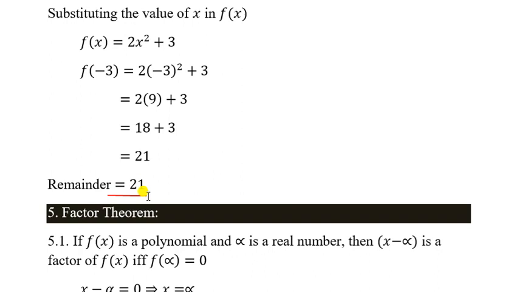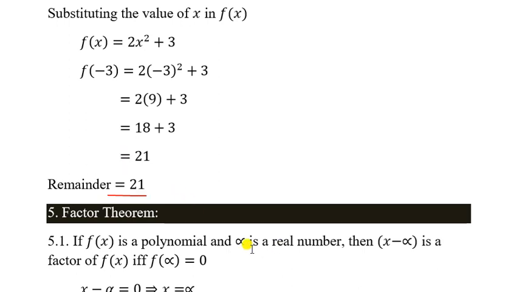In this way you have to find out the remainder, always. It's the factor theorem. Factor theorem is also very easy. In the same way you have to find out the factor, and you can find out whether a given term or given polynomial will be a factor of the given polynomial equation or not.